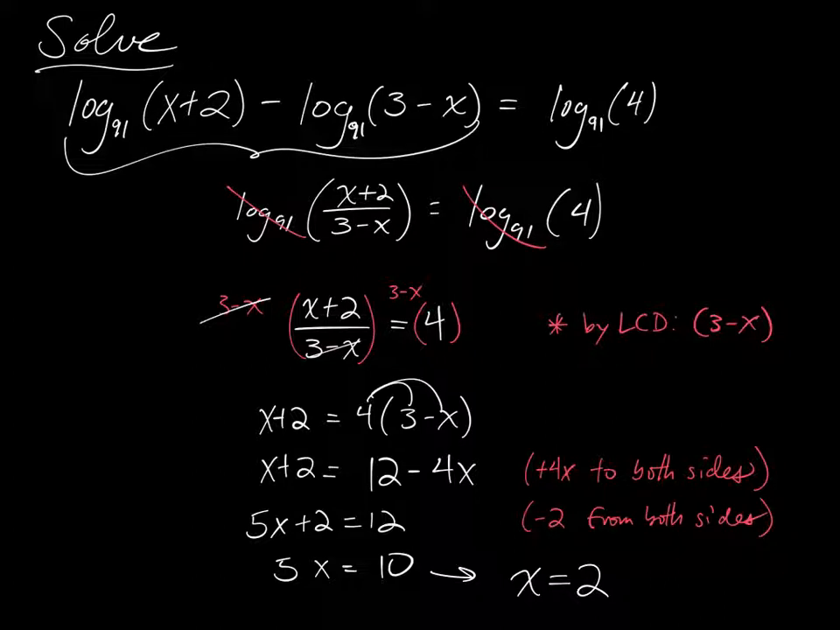The very last thing we need to do is check to make sure that all of our arguments with x's in them are positive. I'm going to take this 2 and put it in for this x here. 2 plus 2 is 4. That's a positive number, so the argument of this log is positive. I'm going to take that same 2 and check the other log with an x inside. 3 minus 2 is 1, that's positive, so this argument is positive. That means this answer is good.